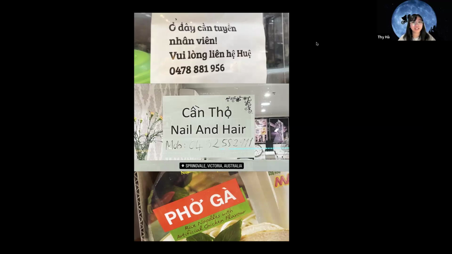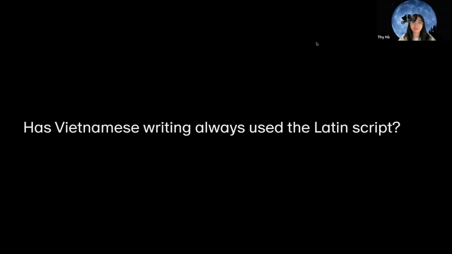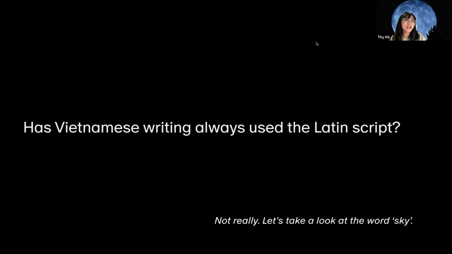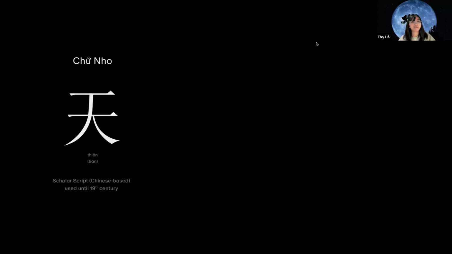From this photo, you can see that the current Vietnamese writing system uses the Latin alphabet, but has our writing system always used a Latin script? The answer is not really. So let's look back at the history of how we developed our writing system. Take the word sky, for example. Back then, we had the first script, what we call scholar script, a very Chinese-based script. If you are familiar with Chinese, the word is pronounced as tin in Vietnamese. It was used by scholars, those educated people back then, but it wasn't really popular, and not many people got to learn and understand this script.